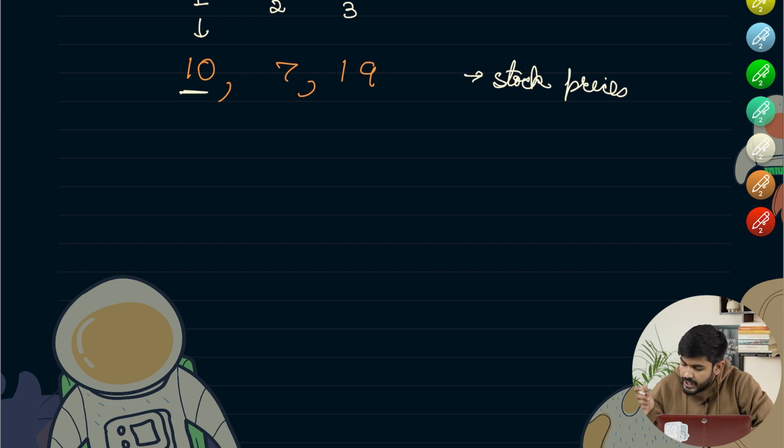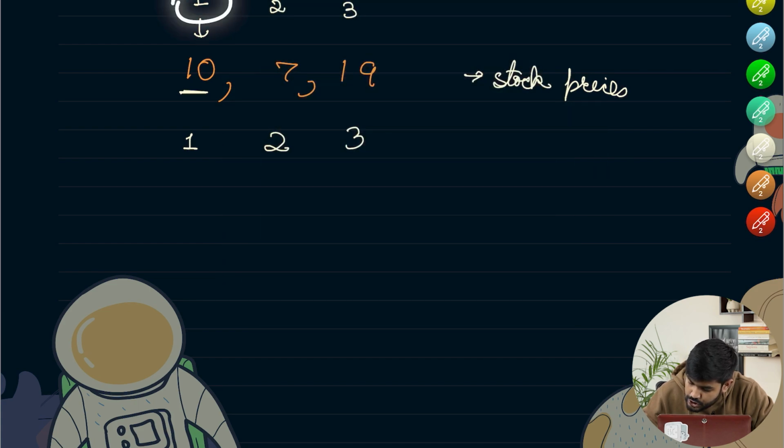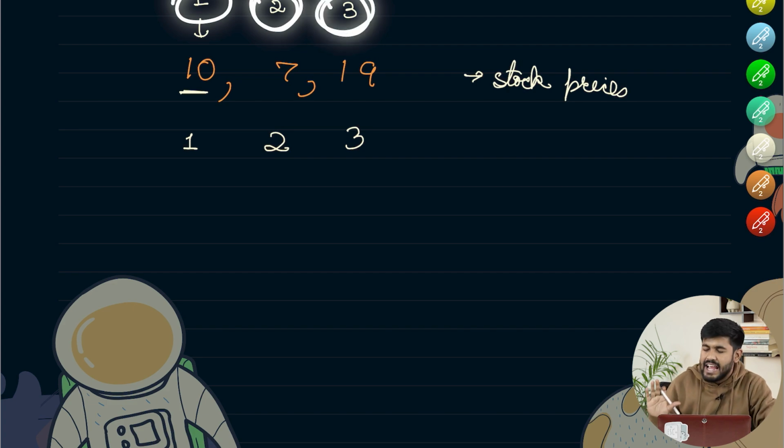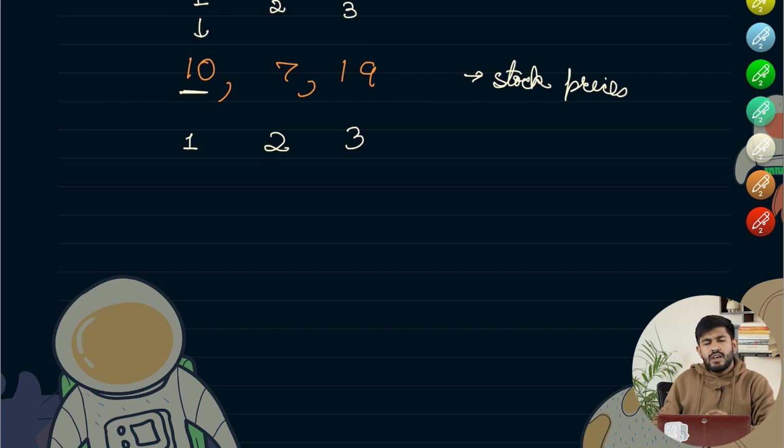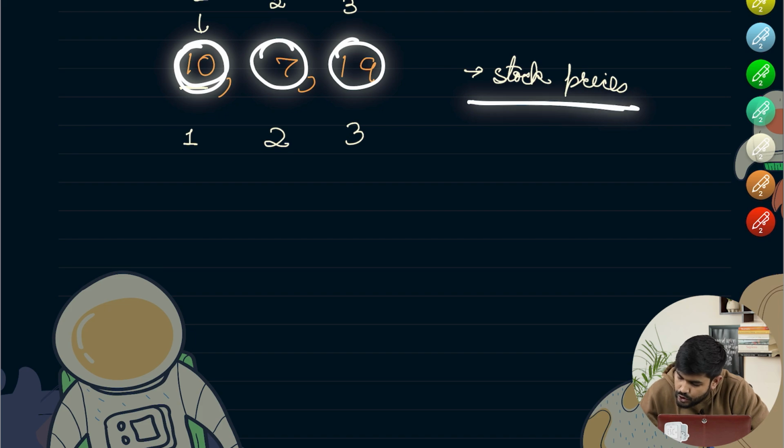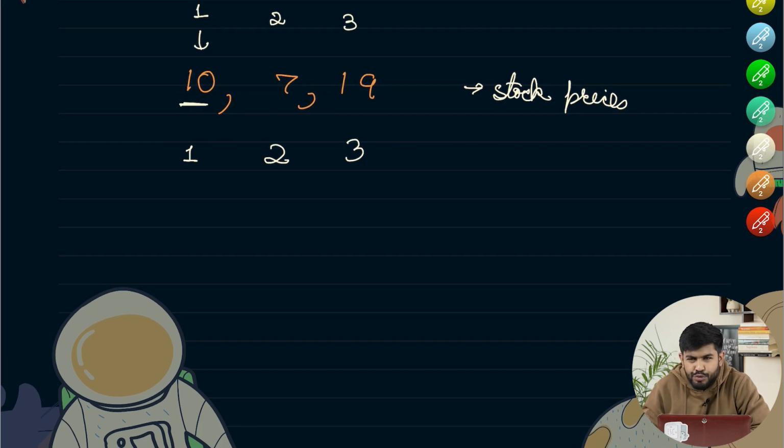And you are told for the first day you can buy at most 1 stock, for the second day you can buy at most 2 stock, and for the third day you can buy at most 3 stock. This is the number of stocks you can buy. Seems pretty simple, but the catch here is that I want to optimize the amount of money spent.